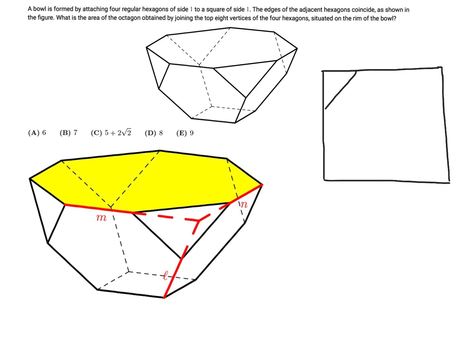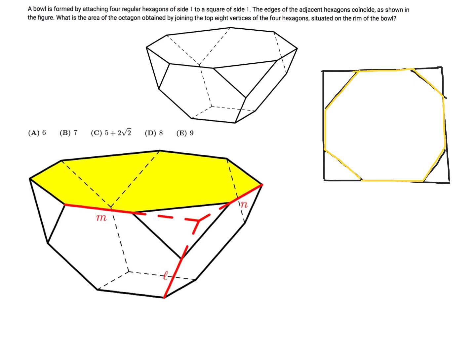So if I were to chop off these parts, these little triangles, what remains is the octagon. So just like how they have drawn it in yellow, I'll draw it in yellow. So that is the shape that they want the area of. Okay, so let's see if we can work with this.